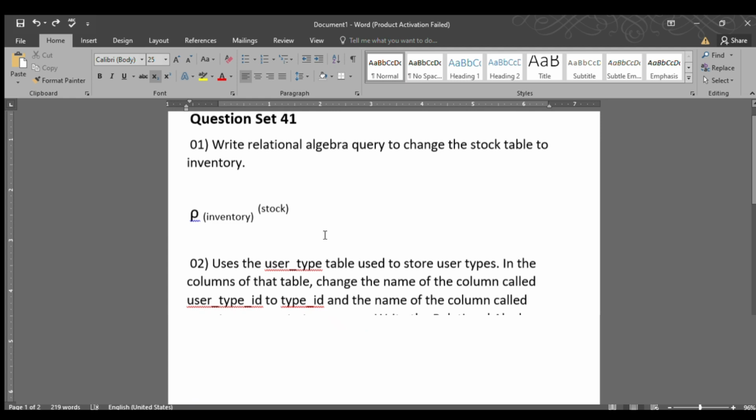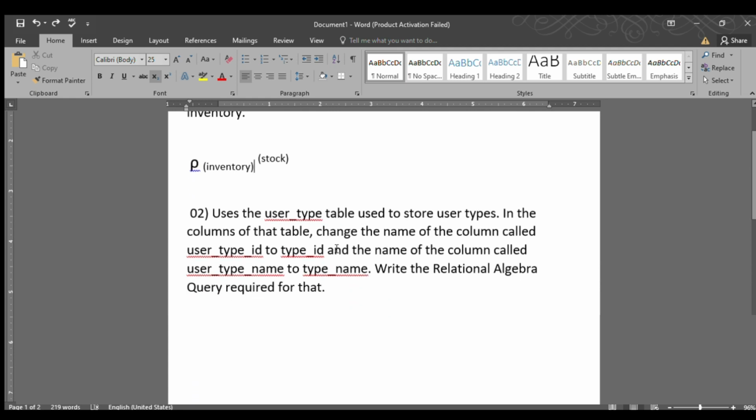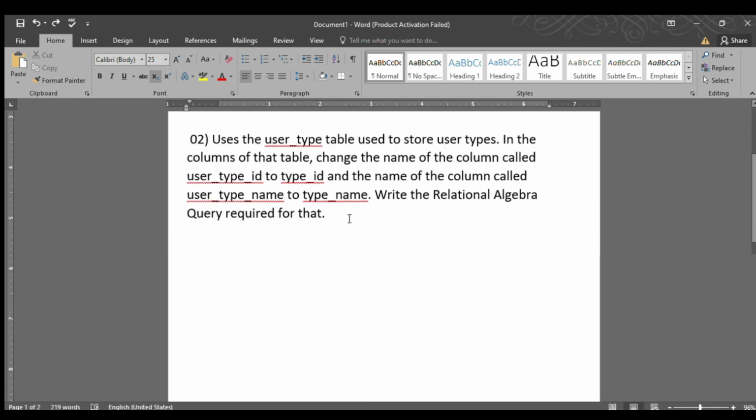The second one uses the user type table, which is used to store user types. In the columns of that table, change the name of the column called user type id to type id, and the column called user type name to type name. Write the relational algebra query required for that. Here you want to rename something using the question. That means user type id goes to type id, and user type name goes to type name.